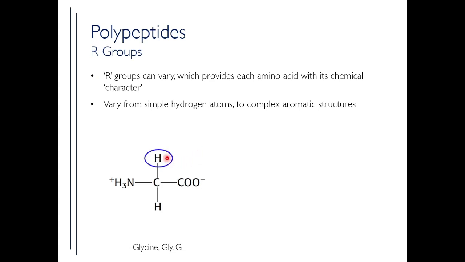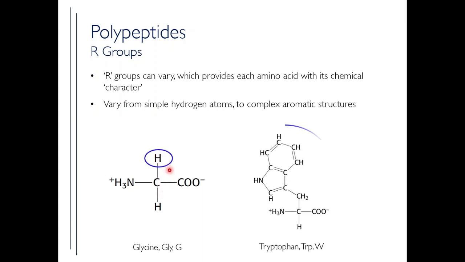So if we were to look at a simple example, glycine is probably the most simple amino acid. Again, we've got our central carbon, carboxylic acid group on one side, the amino group on another, hydrogen there, and our R group here is just a hydrogen atom. Just a hydrogen atom in glycine, quite simple, quite small, quite unassuming.